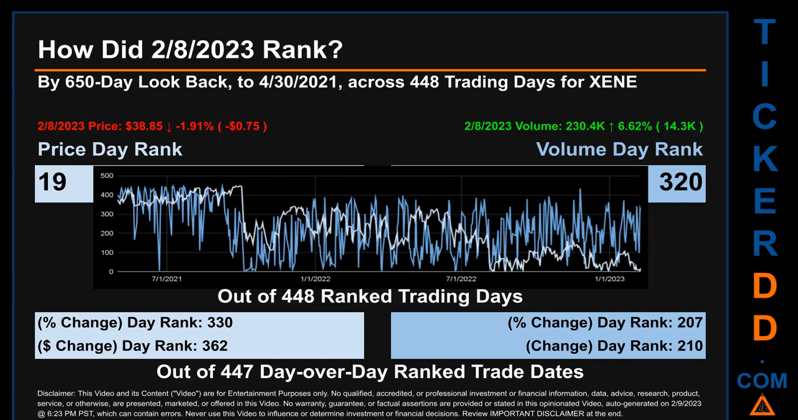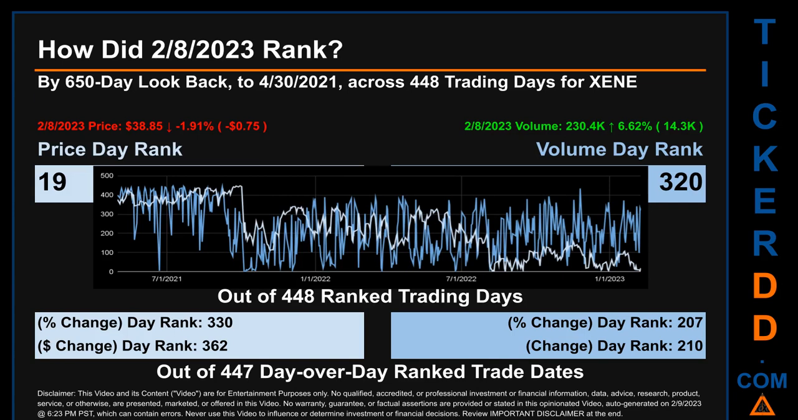How did the 8th of February 2023 rank for XENE by 650 calendar days? Look back to April 30, 2021, across 448 trading days, of which the 8th of February 2023 price ranked 19 while its volume ranked 320. Each of the 448 trading days were ranked amongst themselves by highest end of day price and volume, with a rank of 1 being the highest and 448 being the lowest ranked day.